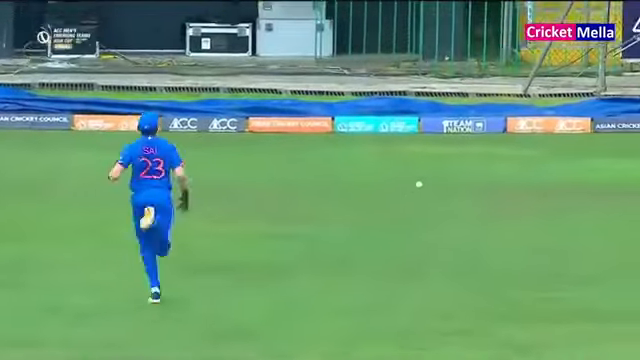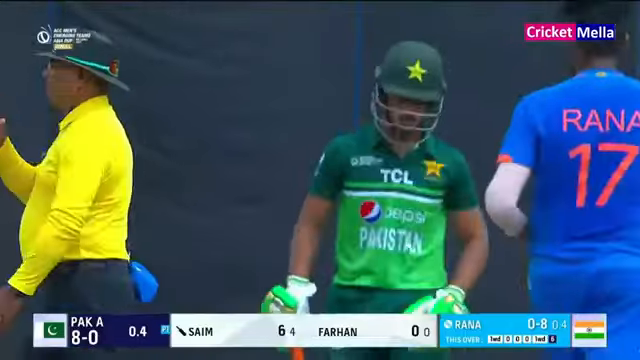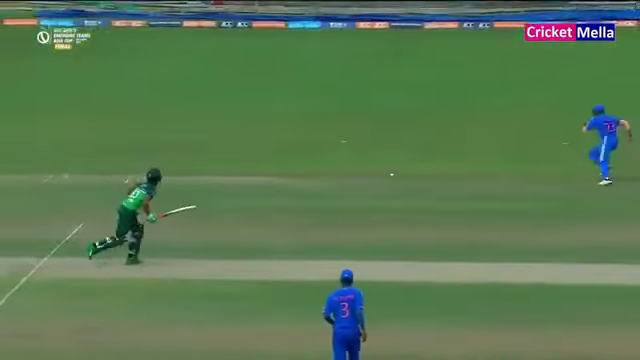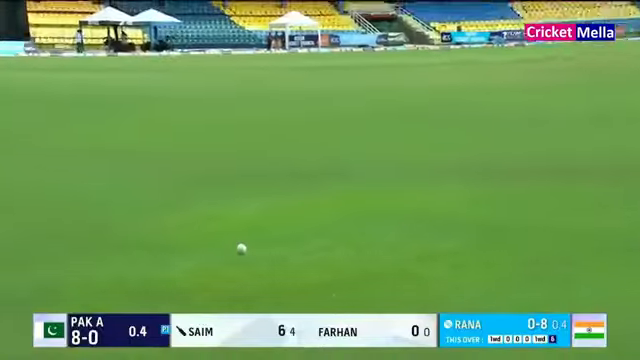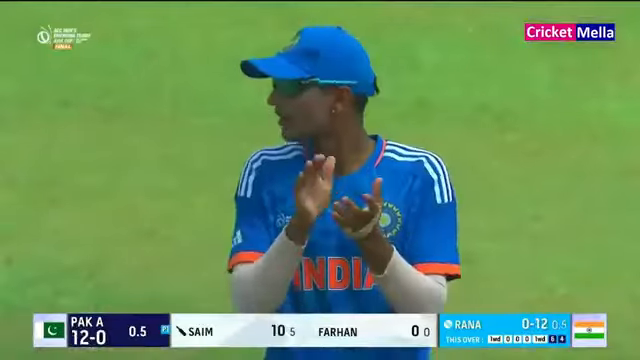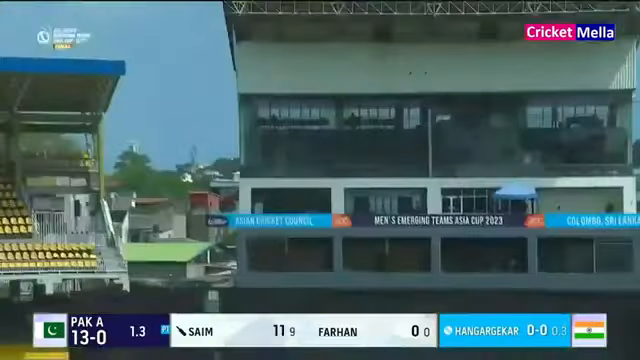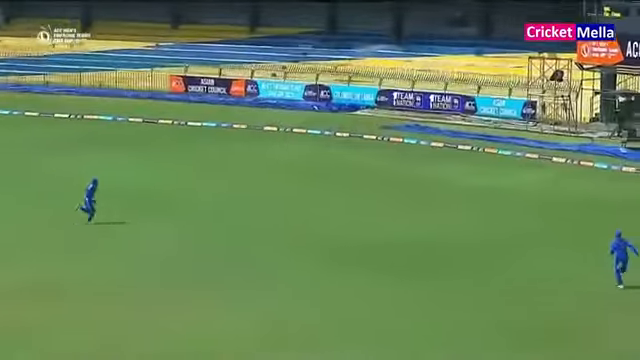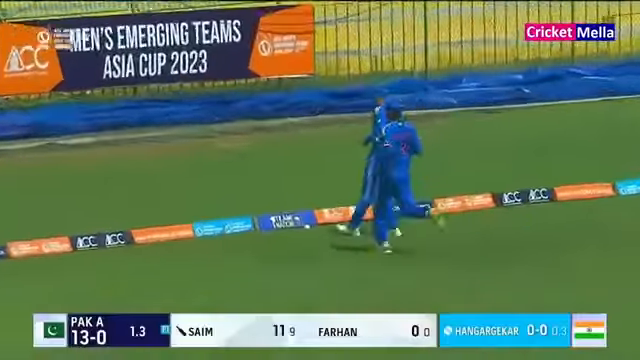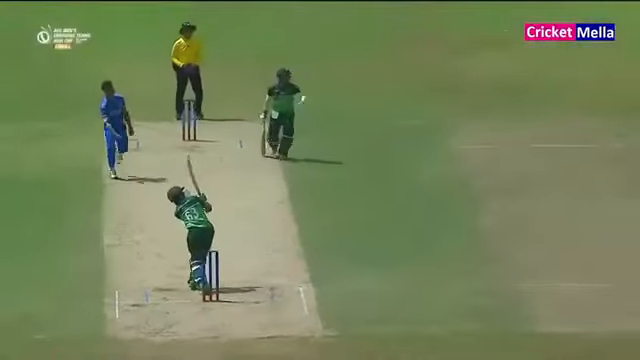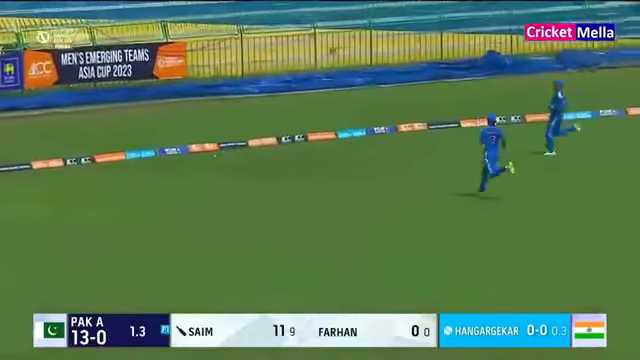Driven through the covers. Oh, this is exquisitely struck. And it will be 4 more. There's no point chasing it. Just like the semi-final the other day again. That's the pickup shot. He's played it in the air, but safe because there's no fielder at deep backward square. And a boundary will result.